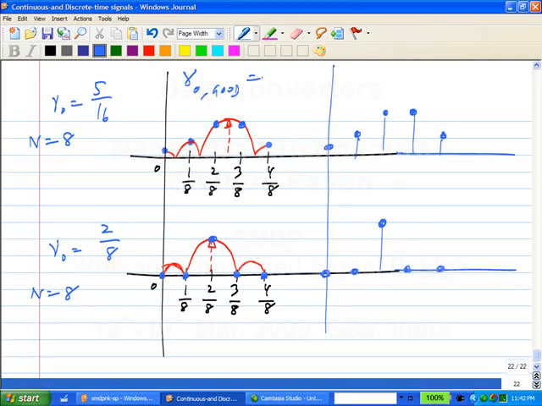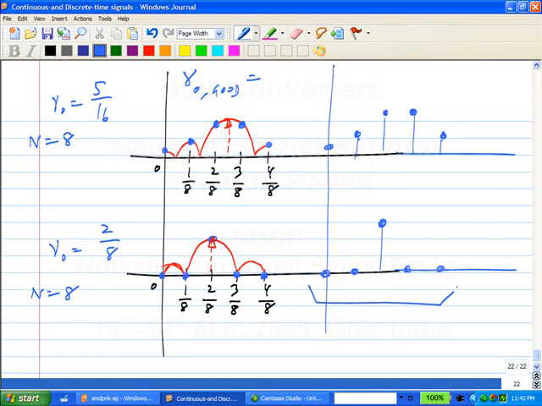What are the values I can give, what are the frequencies I can have so that I will not have leakage? At least if it is a sinusoid, the spectrum will look like this. K into half by n. K is the number.